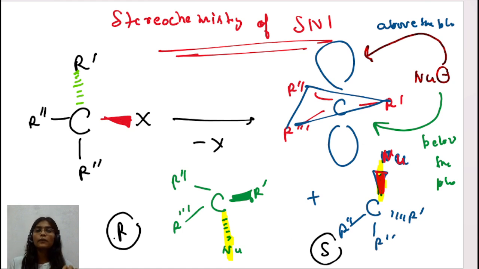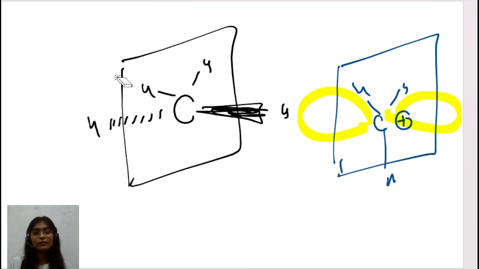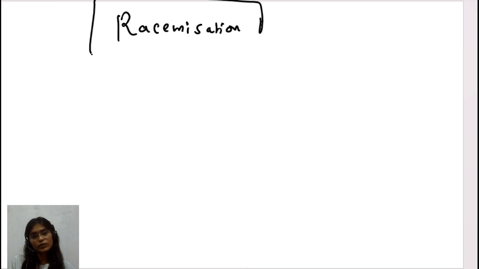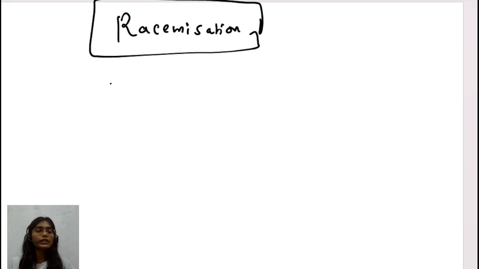Now we are getting a very important point here, that is racemization. Let me write it here: racemization. What is the meaning of this word, racemization? Let's quickly recall the stereochemistry. Remember optical isomerism, where we discussed D and L nomenclature.